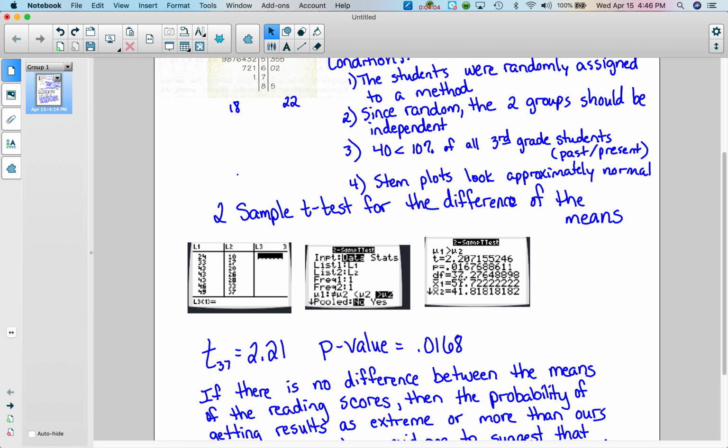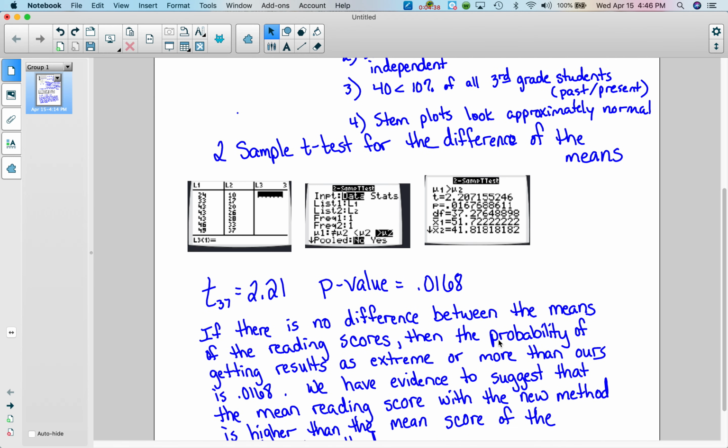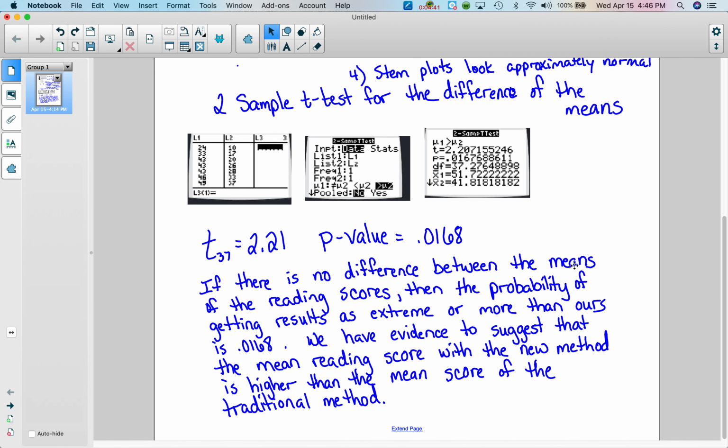Okay, and then we have 37 degrees of freedom. Now you can list that separately, df equals 37, or you could do like I did here with t with a subscript of 37. If you did this by hand, you could always use the lesser of the two for the degrees of freedom, so it would be 17 degrees of freedom. But if you use your calculator, write down what your calculator gives you for degrees of freedom. My p-value is 0.0168. So I write down that information because that's important, and then I'm ready to make my conclusion.